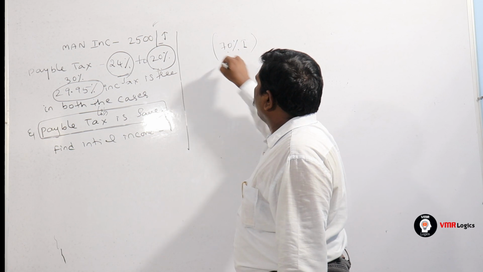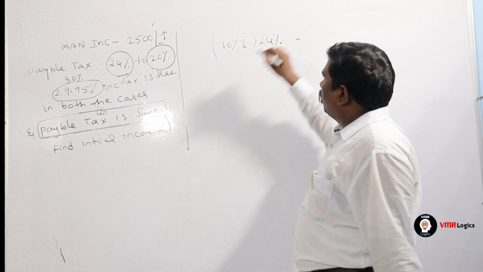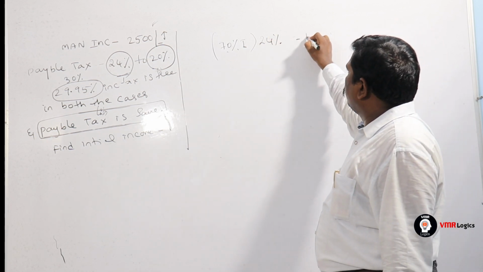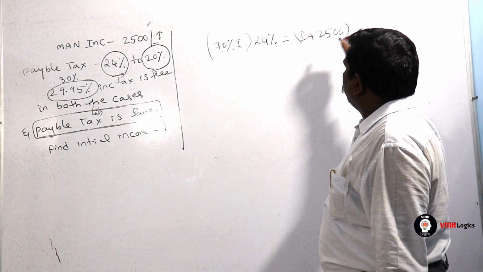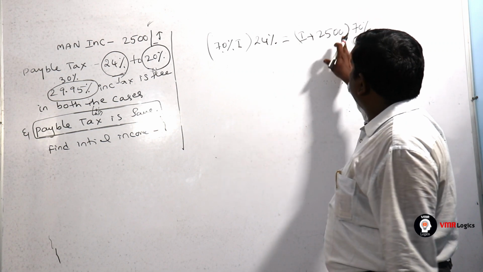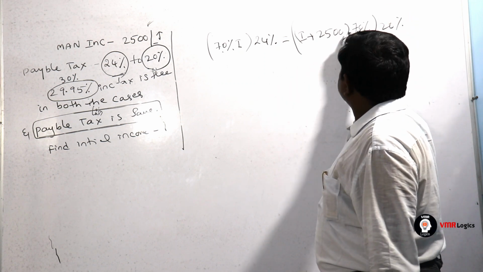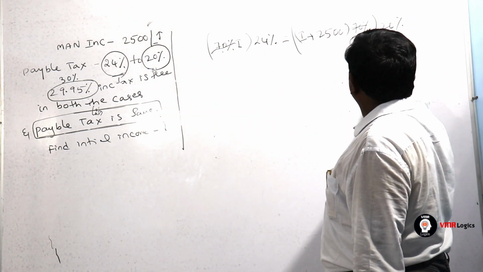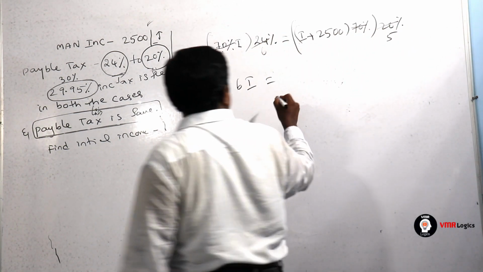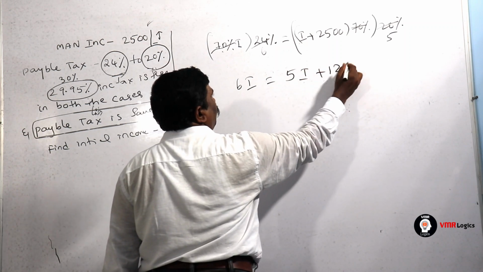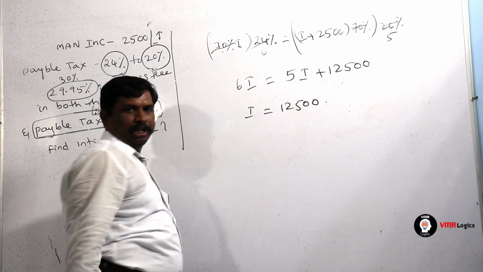Initially, the tax rate is how much? 24%. That's the initial income tax. Now the income increased by 2,500, and on that you are again paying tax on 70%. The tax rate now given to you is 20%. If you observe, the 70 cancels. 4 table 5 times, 4 table 6 times. So clearly 6I is equal to 5I plus 12,500. So I is equal to 12,500, where I is nothing but the initial income.